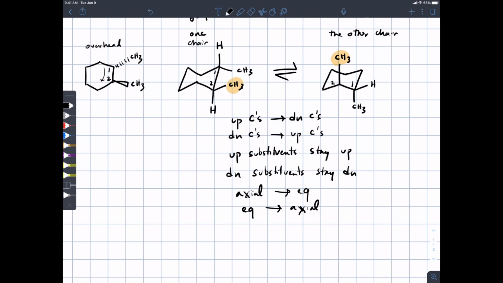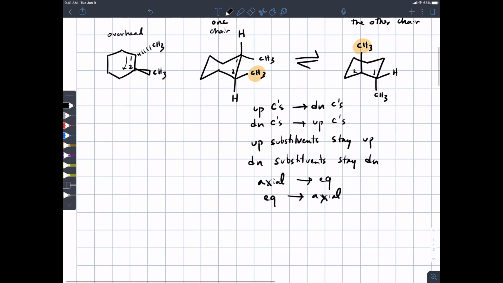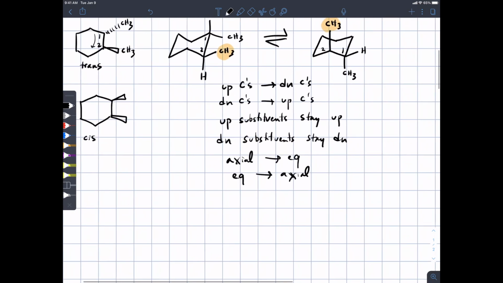Up and down do not change. The only way to change up versus down is to break bonds. In other words, this molecule is different. The one I just drew at the bottom is different from the one I drew at the top. It's easy to see that that's the case when you view from overhead. Here the methyl groups are trans to each other. Here the methyl groups are cis to each other.